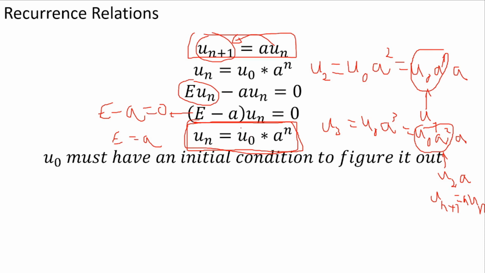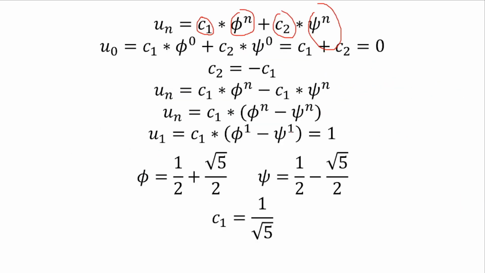Un equals some constant u0 multiplied by a, which is e equals a, so we get a to the n. N represents the nth term in the series. Likewise, we did the same thing here: c1 multiplied by phi, which is the first solution of the equation, to the n, plus c2 multiplied by psi to the n. Why do we get this combination together?